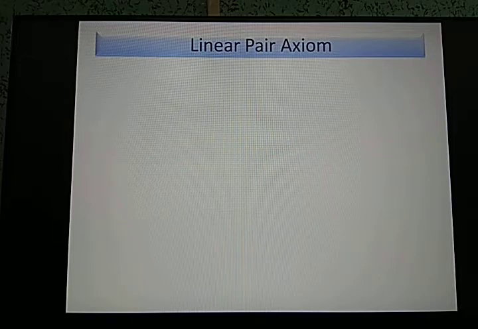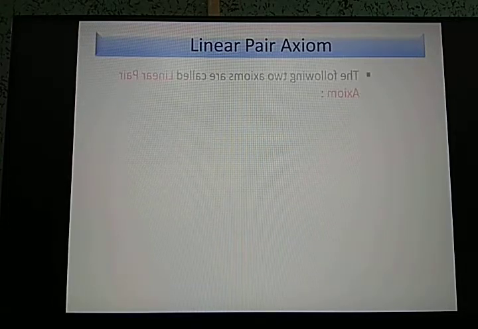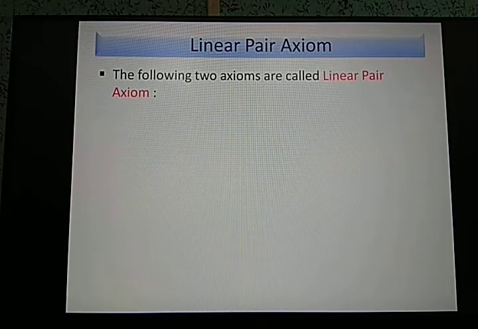So we have discussed in an earlier class what is a linear pair. Based on that linear pair, there is an axiom that is called the linear pair axiom. So let us see what is this linear pair axiom. Now the following two axioms are called linear pair axioms. So there are two axioms which collectively are called the linear pair axiom. So let us see which are the two axioms.